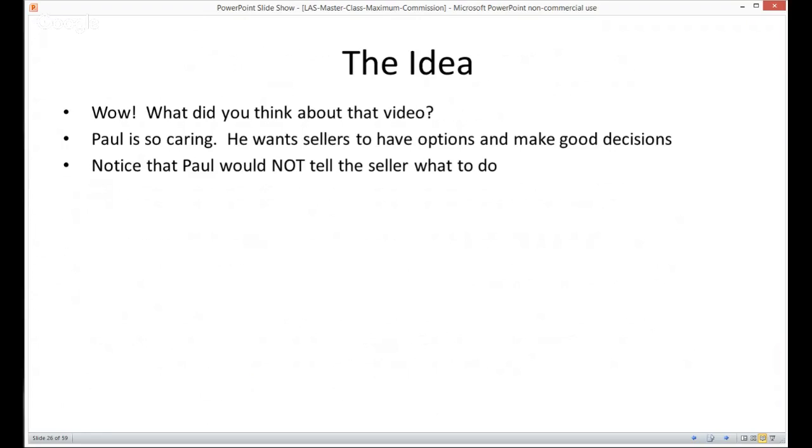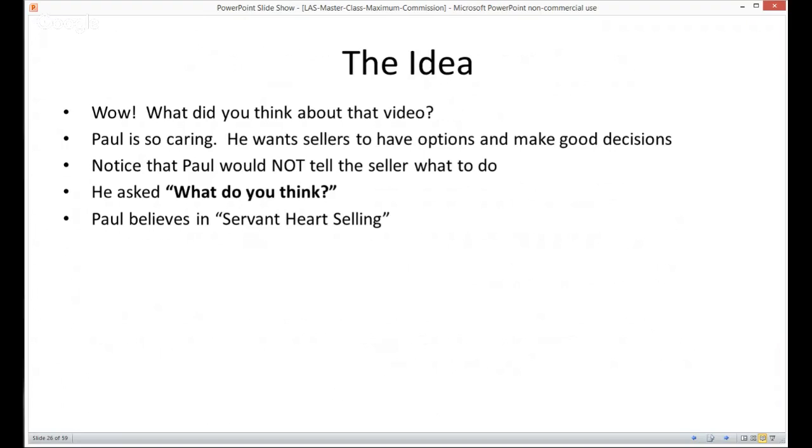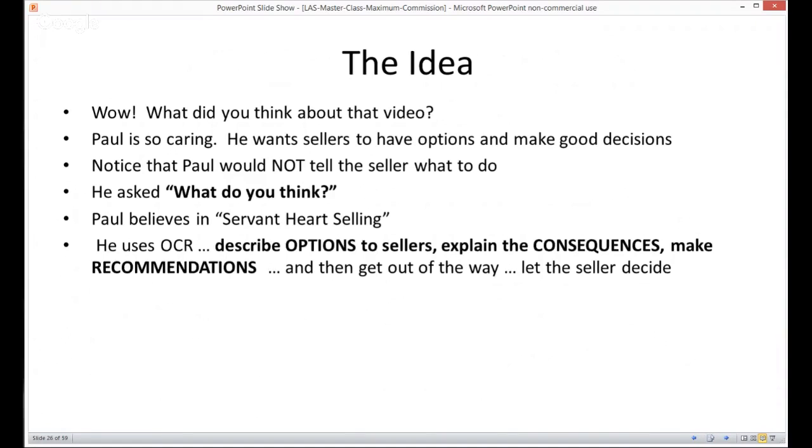Notice that Paul would not tell the seller what to do, and that's kind of key. He won't say, you need to do A, B, or C. He just says, here are the options. Here's what's going to pop out. He kept asking, what do you think? What do you think? He wanted to get them talking and thinking. Paul believes in servant heart selling. That's his approach. And he wants to be the guy who backs up and makes sure that they make a good decision.